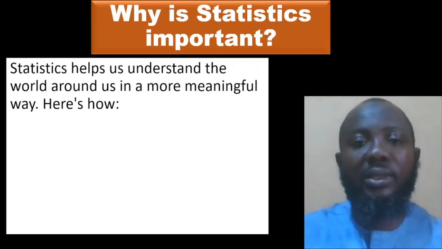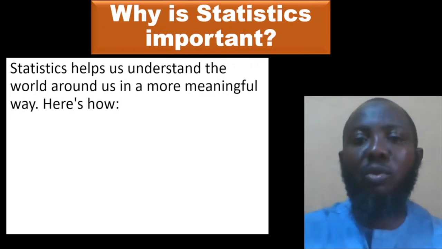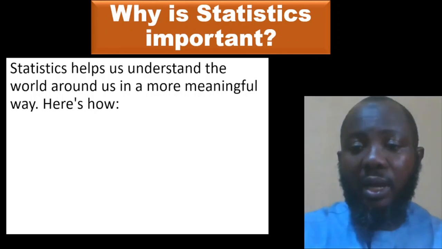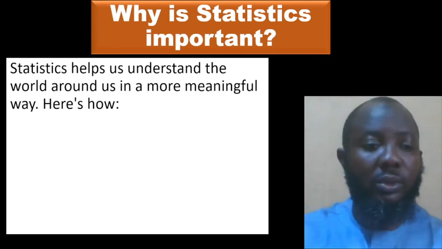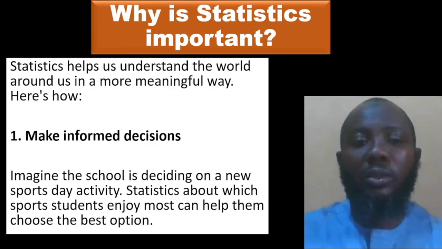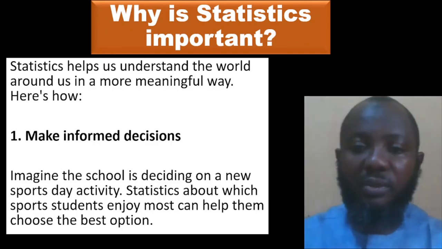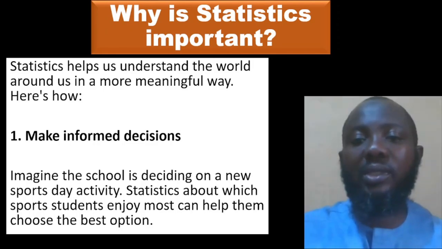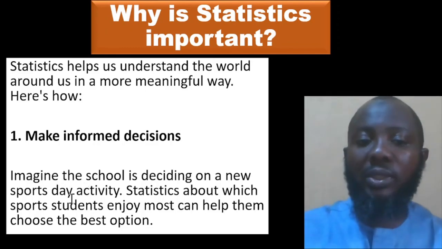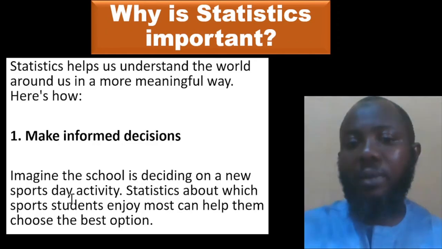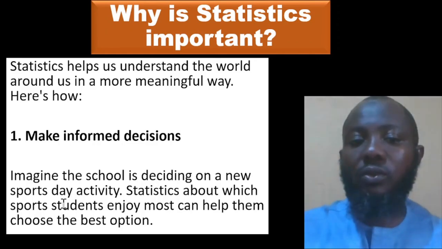Why is it important? Statistics helps us understand the world around us in a more meaningful way. So let's see how statistics helps us to understand the world around us. The first one is that it is used to make informed decisions. There are some decisions that we need to take if we have statistical data. For example, imagine the school is deciding on a new sport day activity. Statistics about which sports students enjoy most can help them choose the best option.